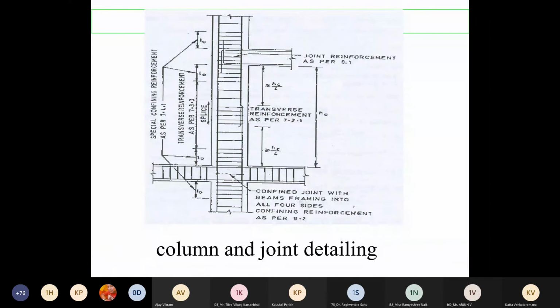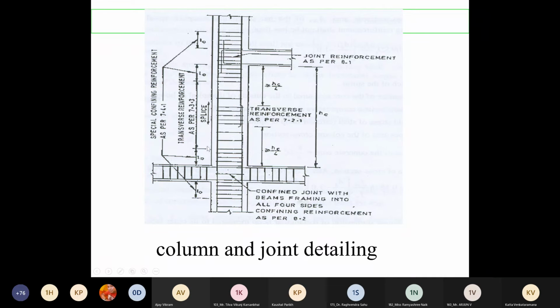And this is column and joint detailing. Even in the case of columns, the lapping specifications are given in IS 13920, and also at the beam column joints, near the face of these joints, we need to provide lateral ties at closer intervals.